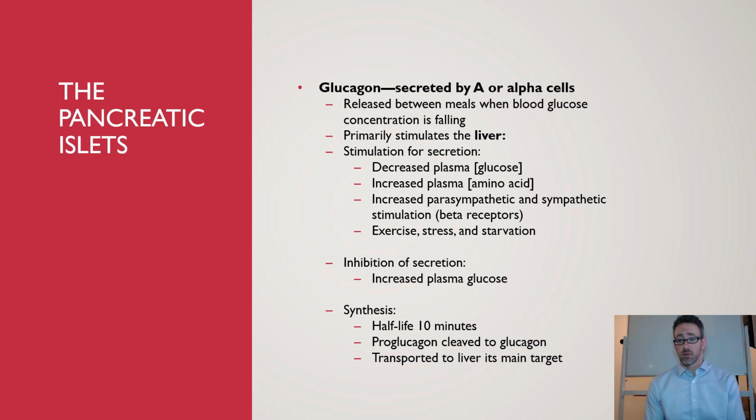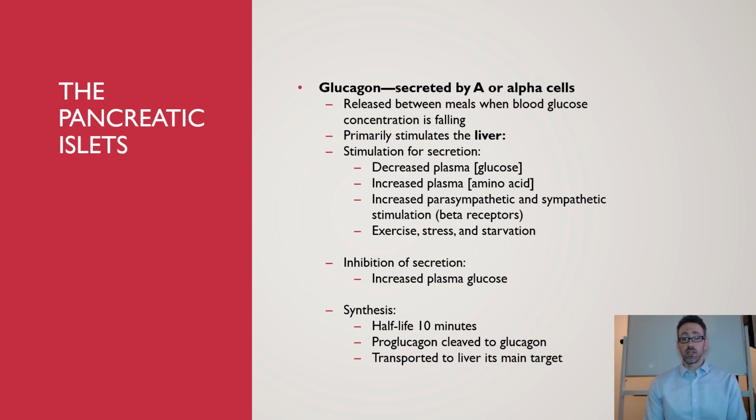So the counter-regulatory hormone, as I mentioned, is glucagon, which is secreted by those alpha cells. And this would be released between meals, right, during the fasting or even the starvation period. And it primarily stimulates the liver. Its stimuli for secretion are a decrease in plasma glucose levels, right, because it's counter-regulatory to insulin. An increase in the plasma amino acid concentration, which is interesting, and I'll come back to that. And an increase in parasympathetic and sympathetic stimulation, which can modulate its release.